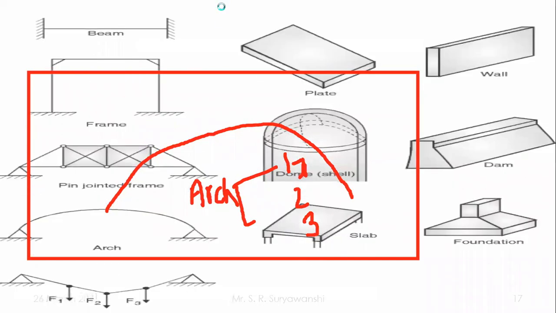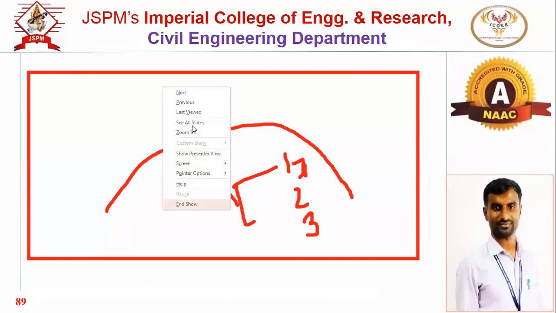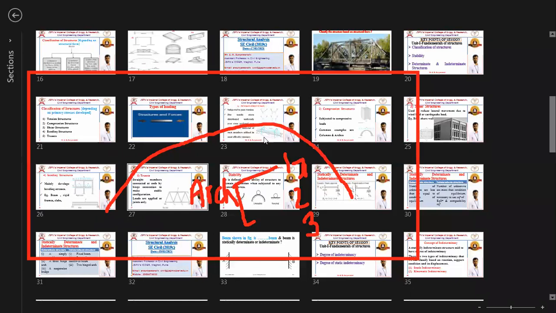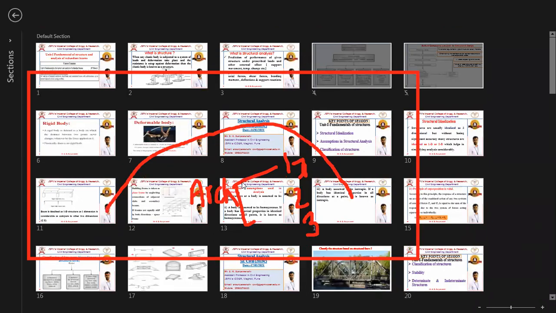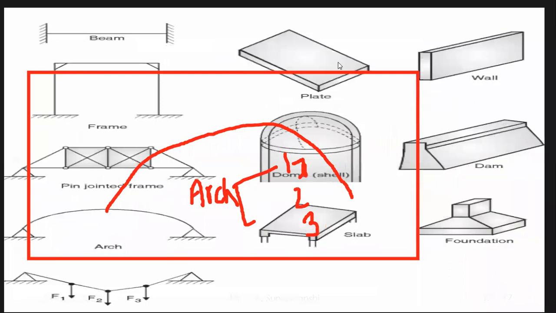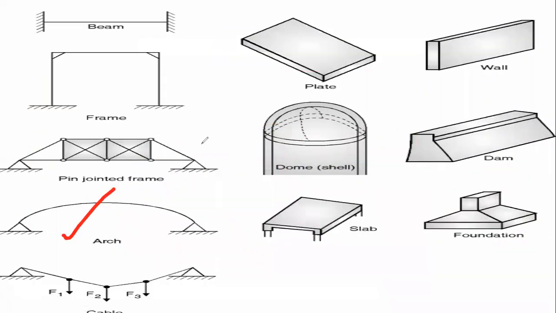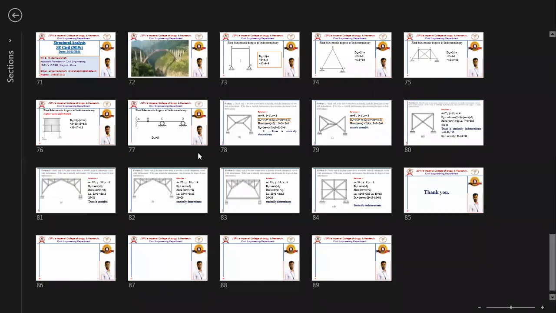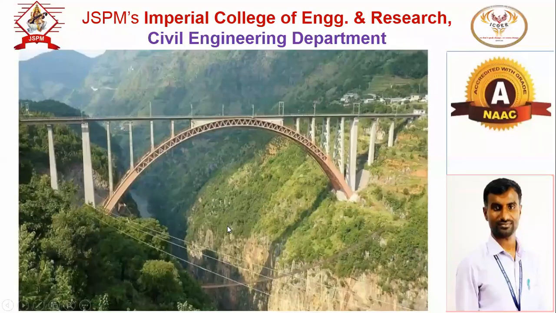Now see here. We have discussed this point in classification of structure. So the arch is a 1D structure. This is also an arch, and this is also a one-dimensional structure. It is just to revise our classification point.